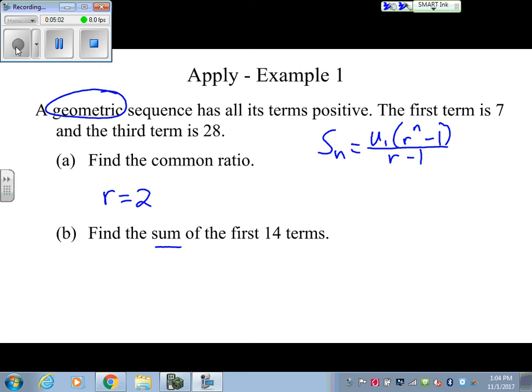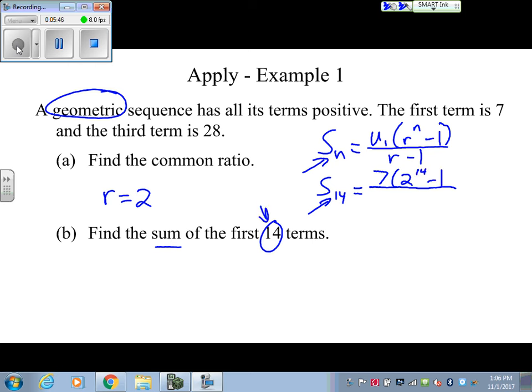Well, we're looking for the sum of the first 14 terms. So I can say that I'm trying to sum the first 14 terms right there. So my n is 14. Anywhere I see an n, I'm going to plug in a 14. I'm going to put 7 in place of u sub 1. Now my common ratio we just figured out, and that is 2. So I'm replacing r with 2 to the power of n, and we already showed that our n was equal to 14 because we're adding up the first 14 terms, as was shown here. So I have 2 to the 14th power.